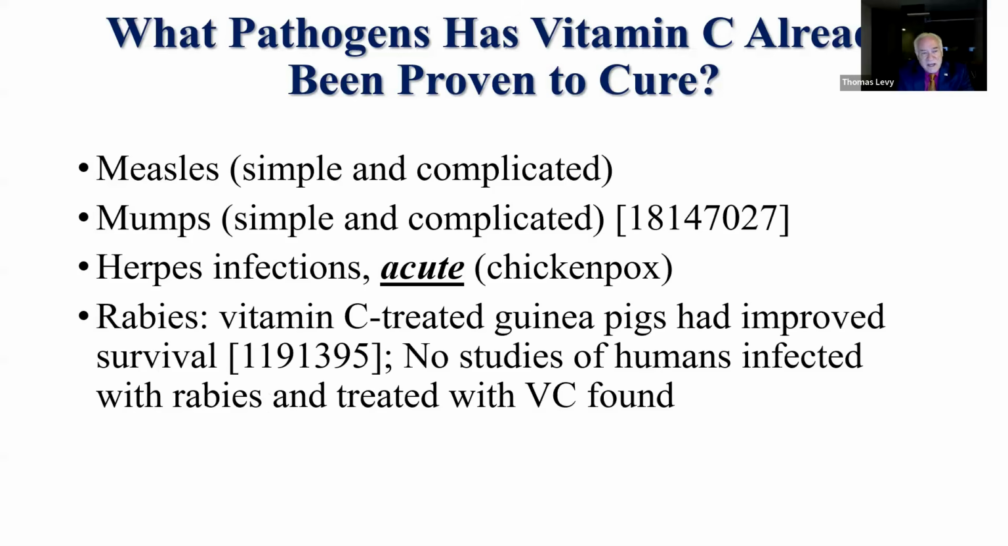Also, measles, mumps, herpes, rabies. Now, I want to say rabies has not been resolved in the human because they've never done that type of research, but they have looked at guinea pigs, which is the perfect animal model with regard to vitamin C deficiency compared to the person. And very clearly, vitamin C resolves rabies in guinea pigs.